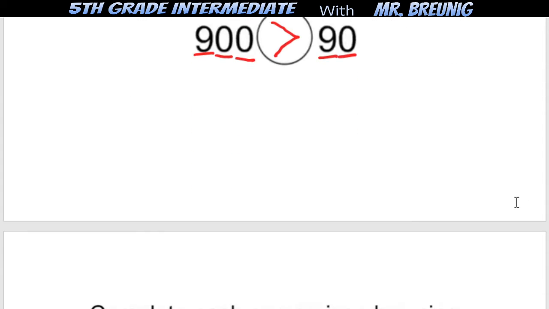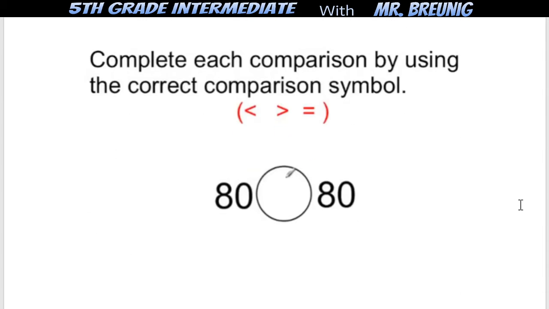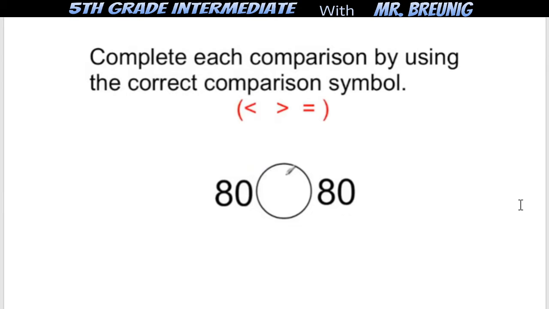All right. Next question here. I think this might be the easiest one of the day. I don't know a 5th grader who's going to look at this and compare 80 to 80 and not understand that we are going to be using the equal sign, because 80 is equal to 80.